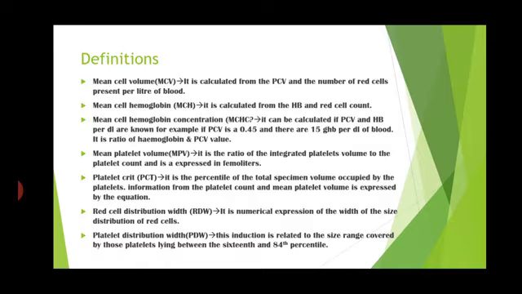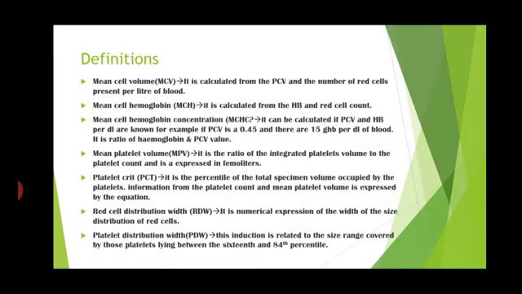Third, mean cell hemoglobin concentration, that is MCHC. It can be calculated if PCV and HB per deciliter are known. For example, if PCV is 0.45 and there are 15 gram hemoglobin per DL of blood, it is the ratio of hemoglobin and PCV value.